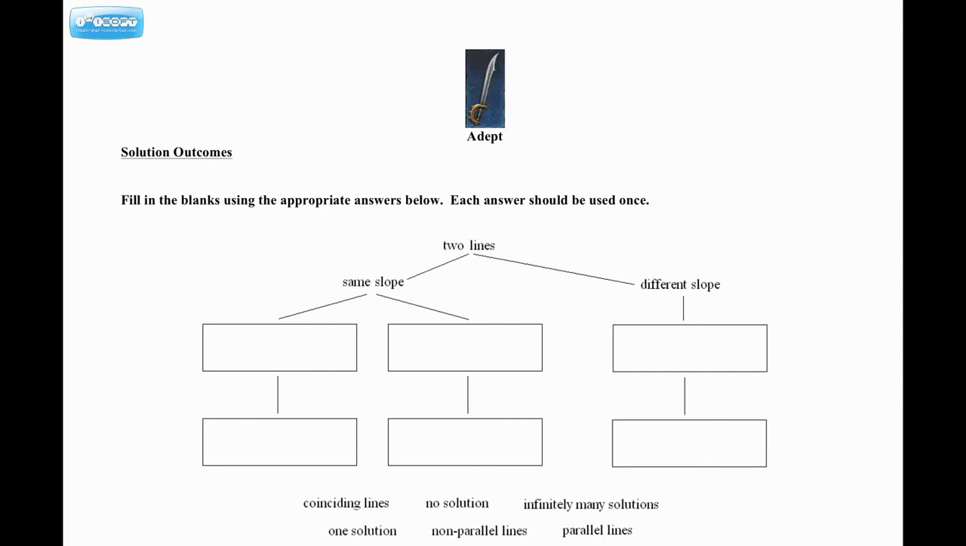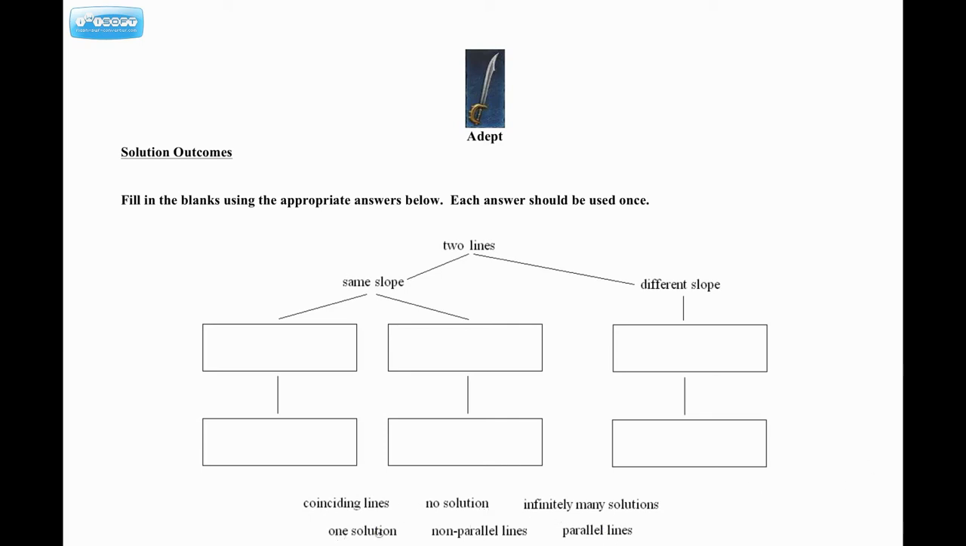All right, moving on to the Adept video, we're looking at solution outcomes. So really, all we're going to do is summarize what I explained at the end of the previous video, just in these boxes. So fill in the blanks using the appropriate answers below. Each answer should be used once. So here are my answers down here. There are 6 of them. Where should they go in each box?